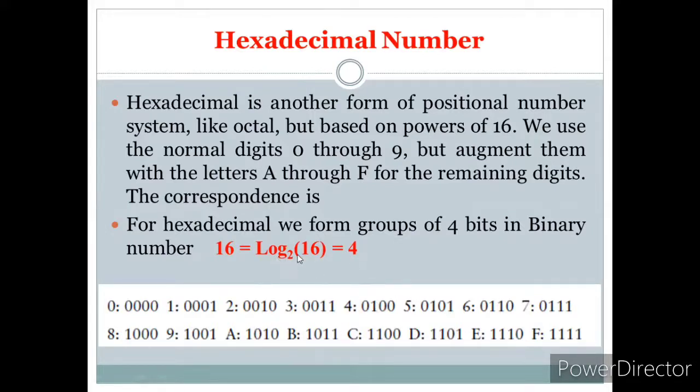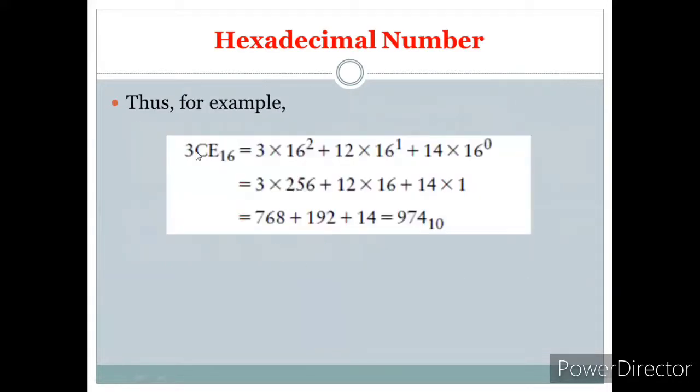And it requires 4 bits because log 16 to the base 2 is nothing but 4. A simple example of converting a hexadecimal number to decimal is 3C E, base 16. So it is 3 into 16 raised to 2, plus 12 into 16 raised to 1, plus 14 into 16 raised to 0, and multiplying and adding, we finally get 974.